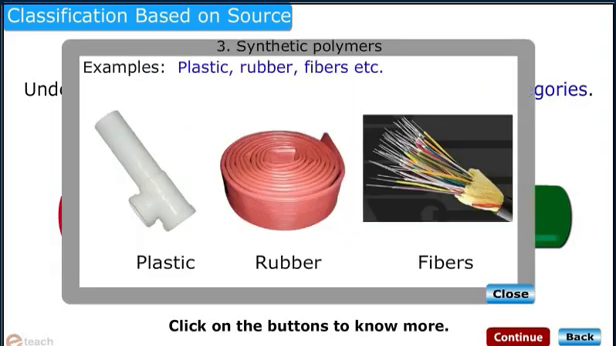Synthetic polymers. The examples of synthetic polymers are plastics, rubbers, and fibers.